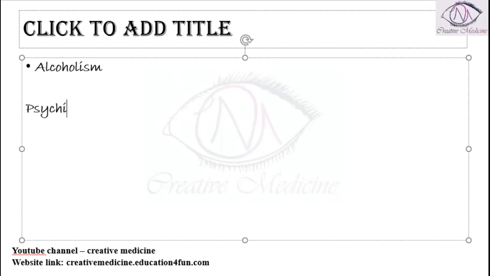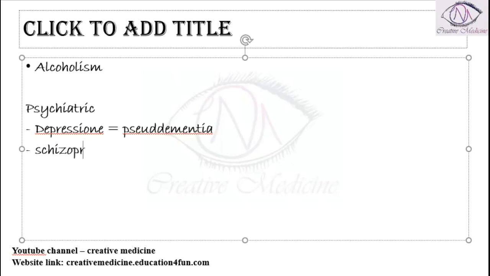Then if you see the psychiatric causes of reversible dementia, it can be due to depression. In depression, there is an entity called pseudo dementia. Here, the patient truly does not have dementia, but the dementia is because of the depression, because the patient doesn't want to remember the future, or remember things. Then schizophrenia is seen, so this can also cause dementia.